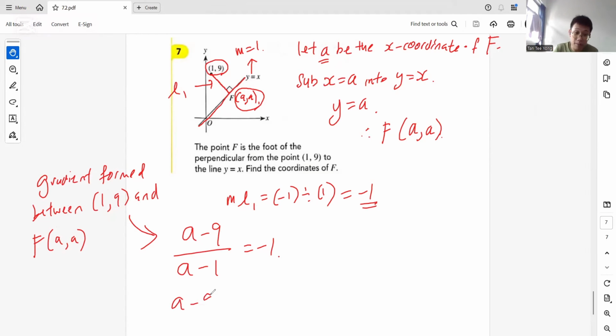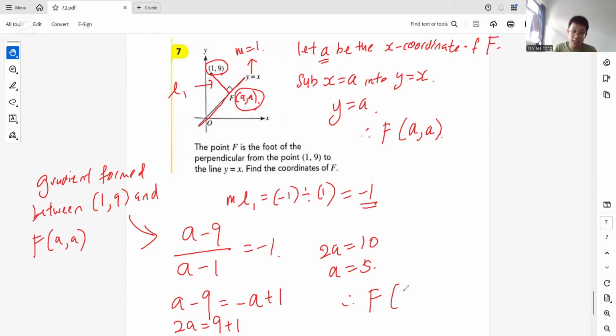So I'm going to cross multiply. Yeah, my 9 looks like an a, so I'm going to write my 9 properly. So A minus 9 equals, cross multiplying, negative A plus 1. So shift terms to find A. 2A equals 9 plus 1, so 2A equals 10. So A equals 5. Therefore, my F coordinate is (5, 5). Okay, so this is question 7.